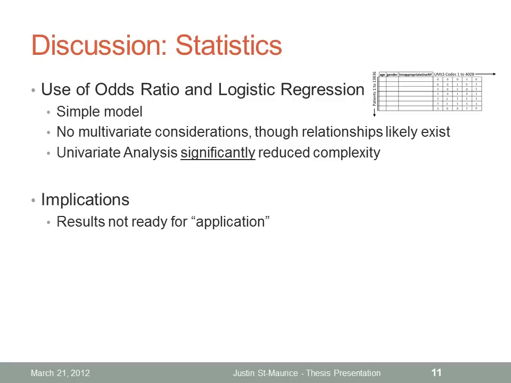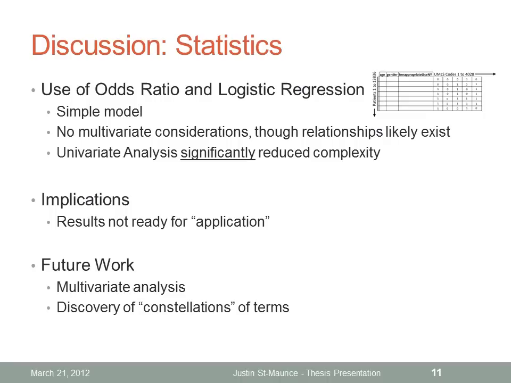So the implications are that these results are maybe not ready for application because of the very simple statistical model, but in terms of future work, there's definitely room for multivariate analysis, and what would be interesting to do would be to discover some constellations of terms. So maybe certain biopsychosocial codes in combination are better predictors than codes that are used in isolation.